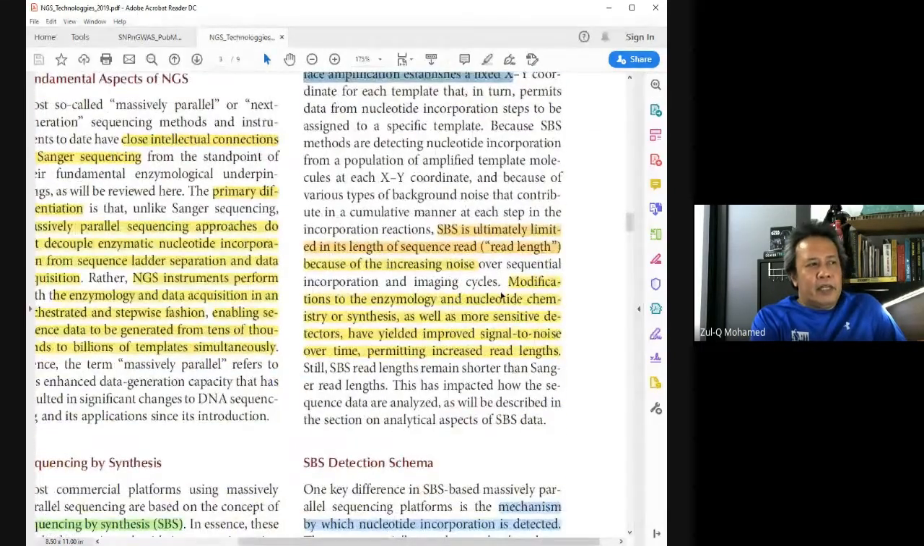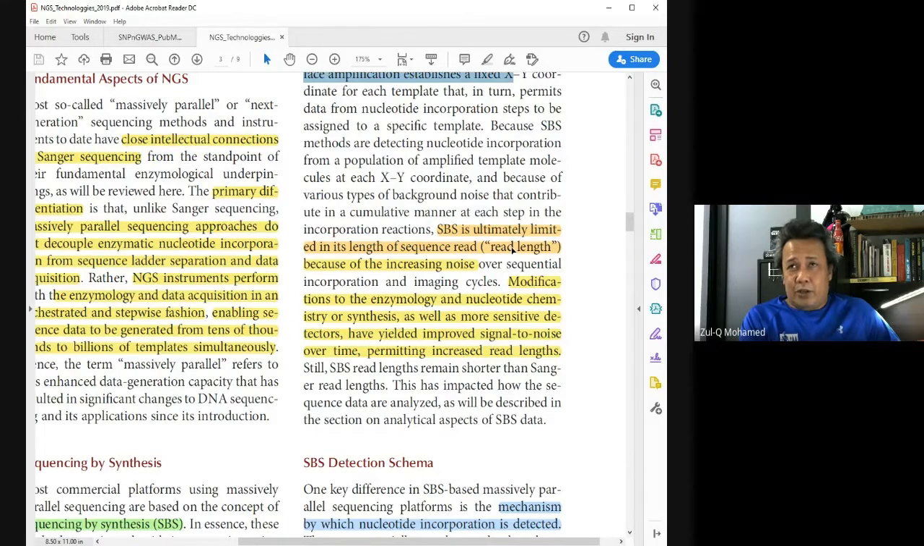SBS is ultimately limited in its sequence read length. Most systems generate very short reads. You don't want longer ones, because again, of the limitation of synthesis. Here it says the limitation is actually signal to noise.